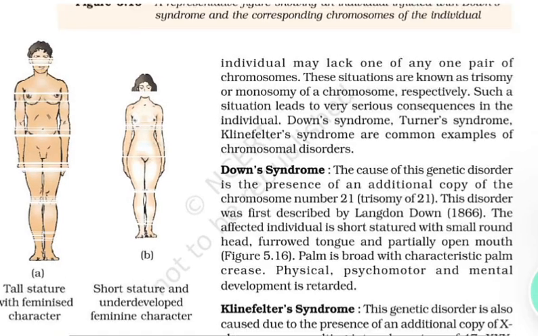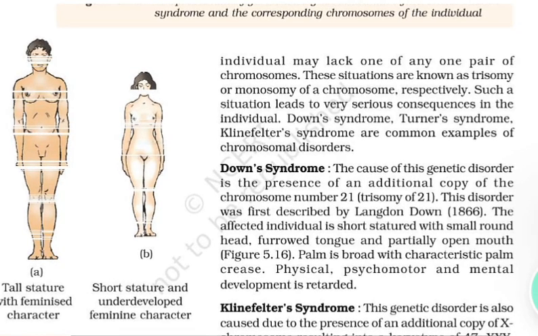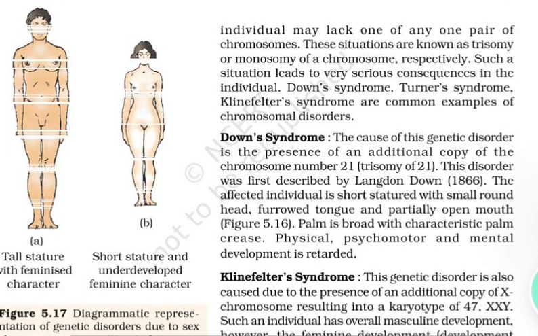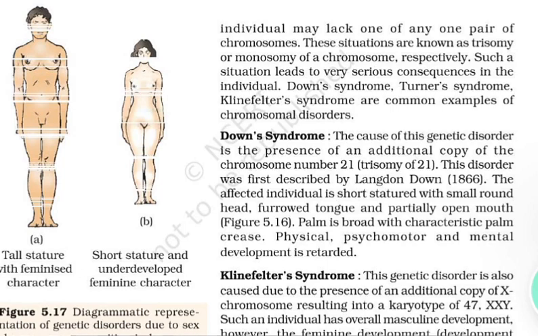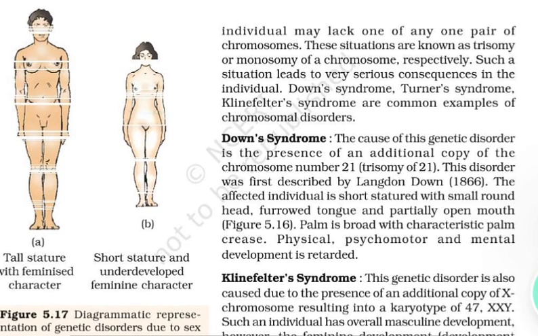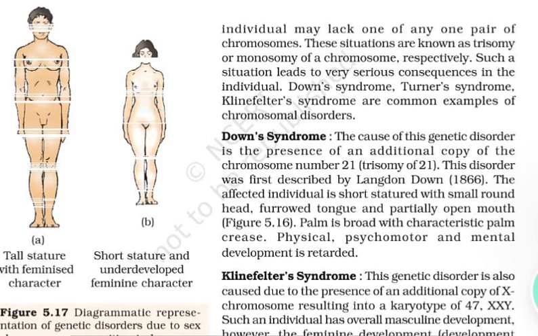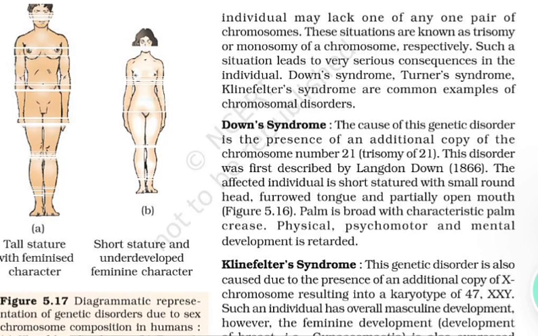Next, the total number of chromosomes in a normal human cell is 46, that is, 23 pairs. Out of this, 22 pairs are autosomes and 1 pair of chromosomes are sex chromosomes. Sometimes, though rarely, either an additional copy of a chromosome may be included in an individual, or an individual may lack one of any of.